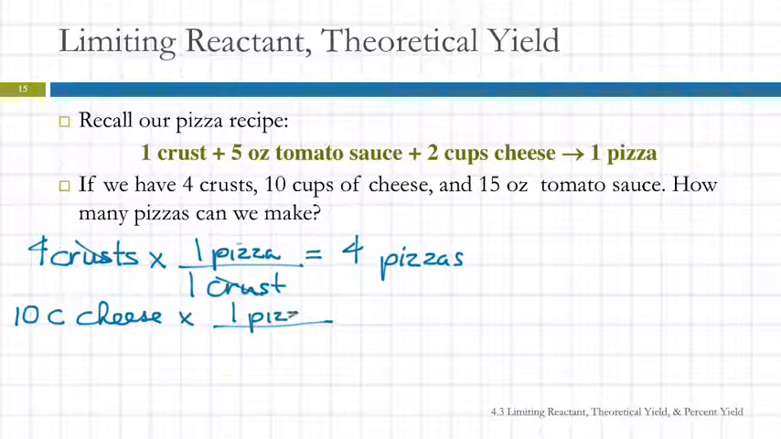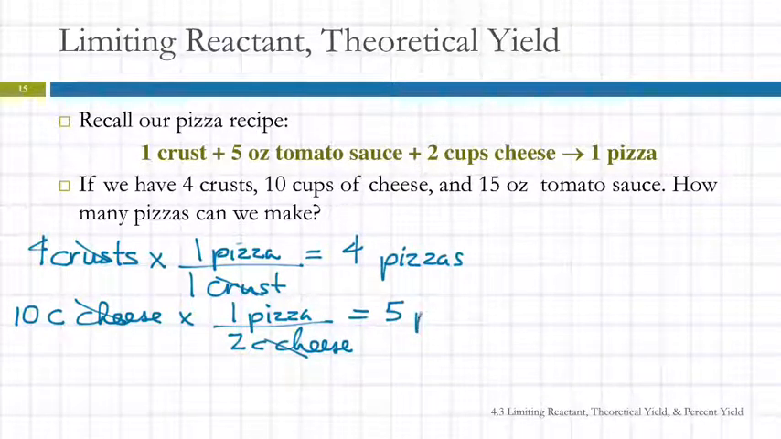1 pizza takes how many cups of cheese? 2 cups. Right? How do you know that? It says that in the recipe, in the equation. 2 cups of cheese are needed for 1 pizza. So if we have 10 cups of cheese, how many pizzas can we make? 5. But could we really make 5 pizzas? No, because when we made the 4th pizza, we'd run out of crusts, right? So then the cheese would just sit there. We can't make it into a pizza.